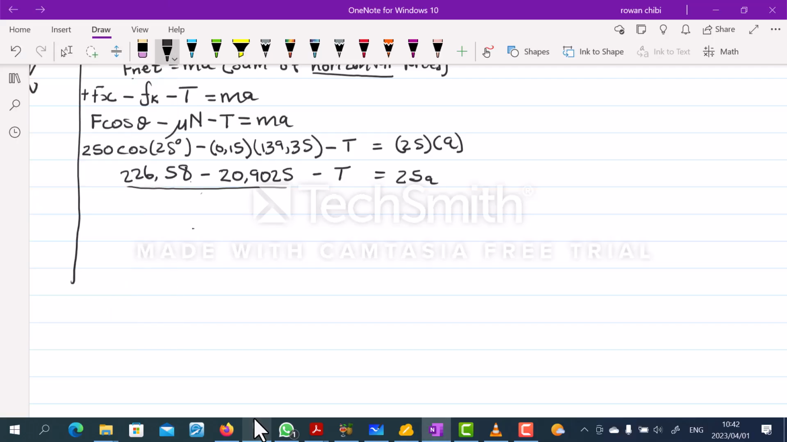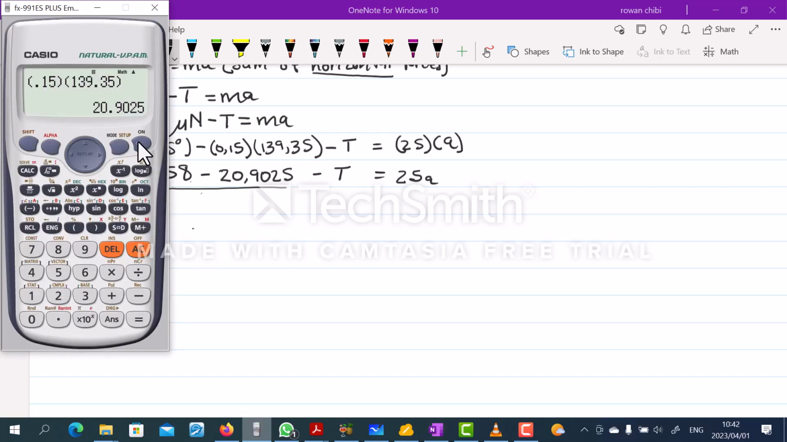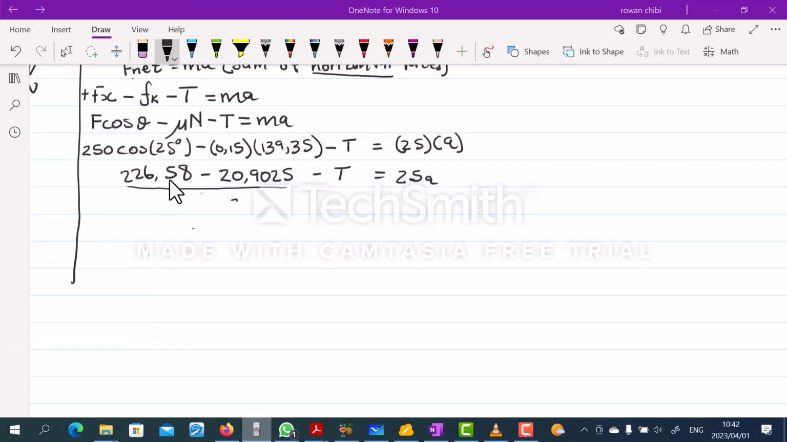So we have there 226.58 subtract 20.9025. Then we have 205.6775. We don't round off, we're going to round off at the last stage. Minus T is equal to 25a. Then let's leave T here as negative.